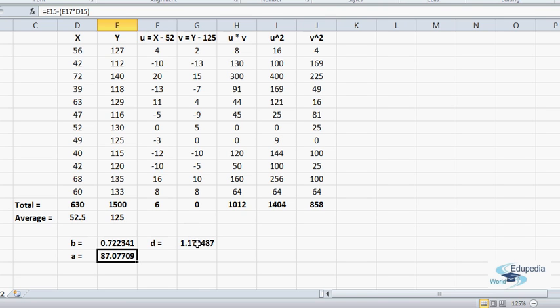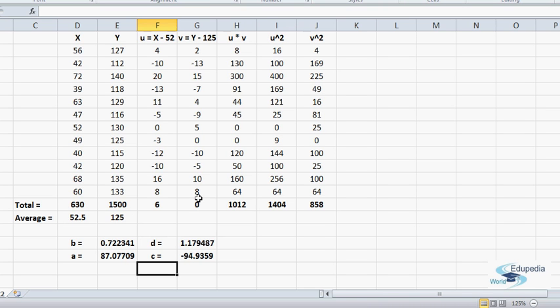Since it's 179, we can also write it as 1.18. Okay, and then coming to c, c equals x bar minus d times y bar. The value of c is coming to be minus 94.93, which can again be approximated to minus 94.94 or minus 95.